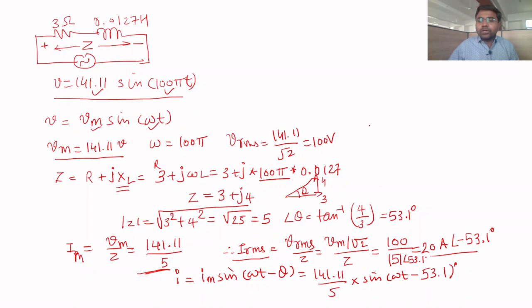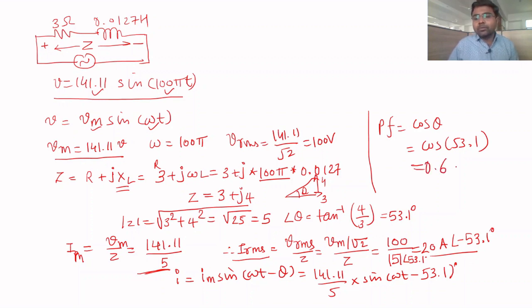If I am looking for the power factor of the circuit, it is nothing but cos theta, which is cos 53.1, and this gives the value of power factor, which comes to around 0.6 lagging. So in this way you can solve the series RL circuit. Thank you.